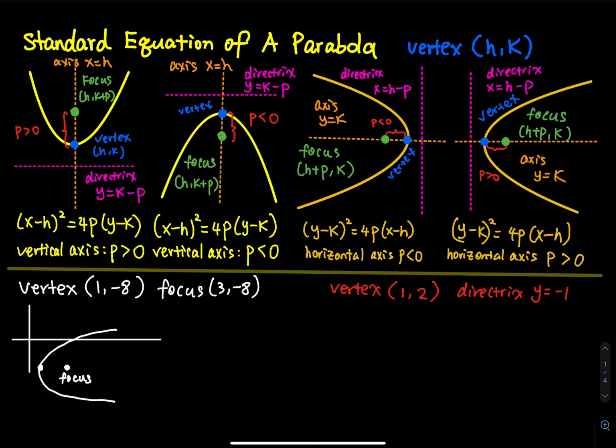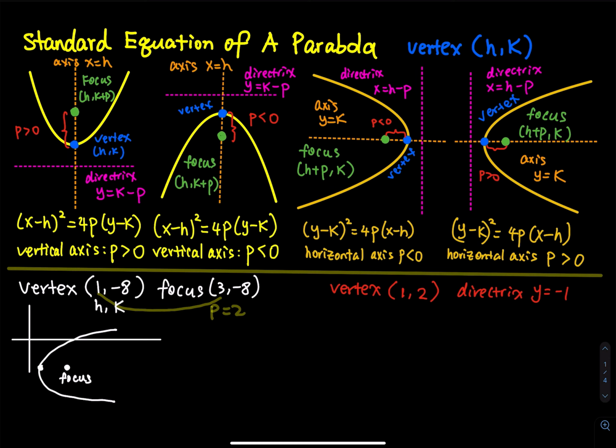And then what else do we know? The vertex is h comma k, right? And when the parabola is facing right, then we are using this graph, and we are also using this formula. What else do we know? We can figure out the p. What is the distance between the vertex and the focus? It's the distance from 1 to 3. So what is the p? The p is equal to 2, right?